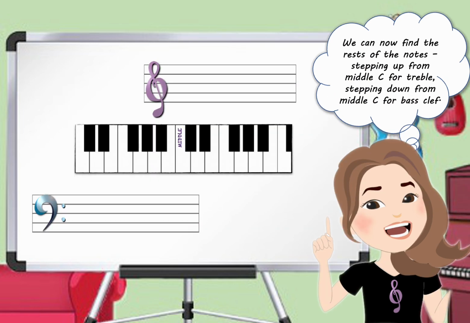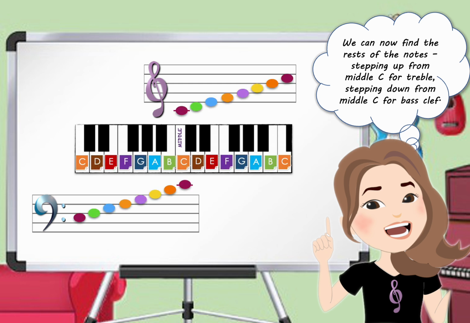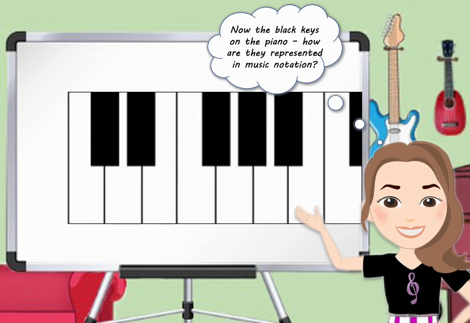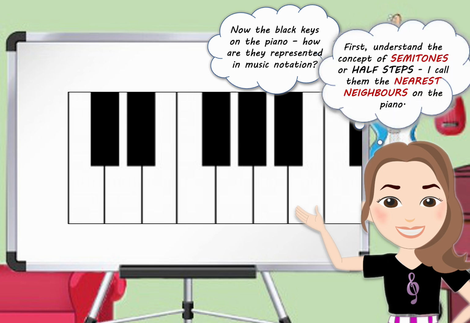We can now find the rest of the notes, stepping up from middle C for treble, stepping down from middle C for bass clef. Now the black keys on the piano, how are they represented in music notation? First, understand the concept of semitones or half steps. I call them the nearest neighbors on the piano.